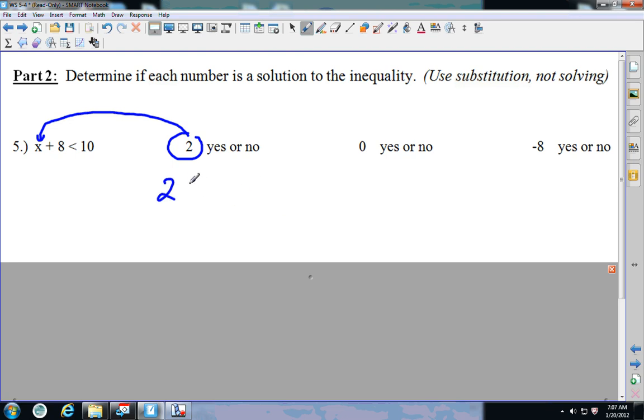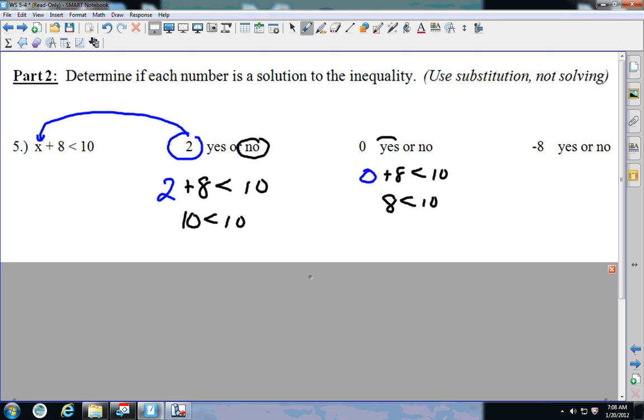So I have 2 plus 8. Is that less than 10? 2 plus 8 is 10. Is 10 less than 10? No, it is not. The next one, let's put 0 in there. So I have 0 plus 8. Is that less than 10? Well, 0 plus 8 is 8. Is 8 less than 10? Yes, it is, so the answer is yes.